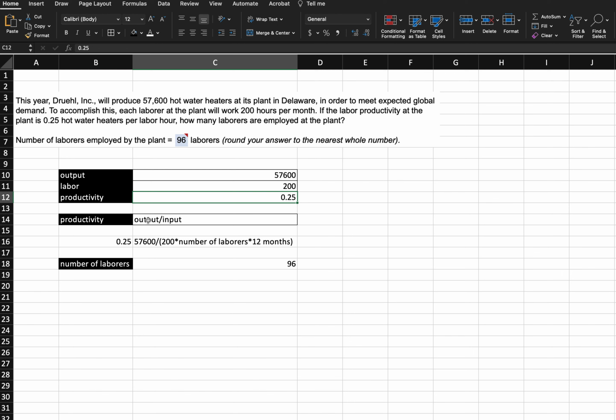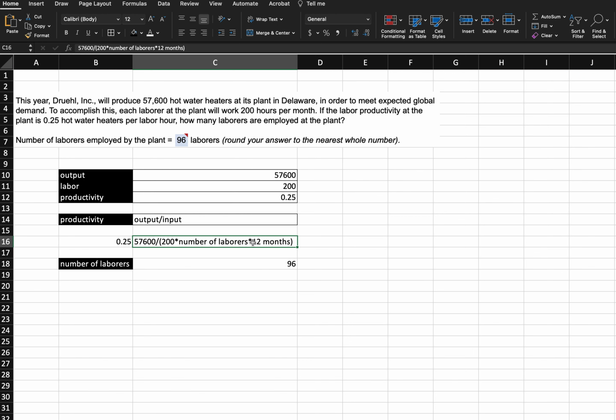If we use the productivity function, we understand that productivity is 0.25 per labor hour. So we are going to put it here, and then it equals the output, 57,600, divided by the labor hours. So we have 200 labor hours per person. So here, the number of laborers, we can put it here. And we realize that this is annual or yearly production, so you have to multiply by 12.